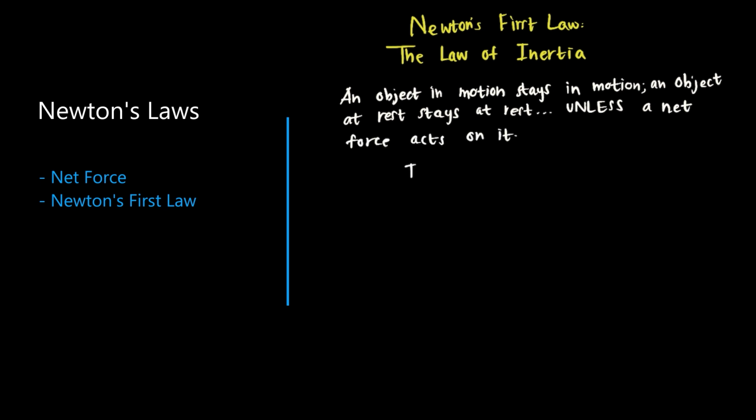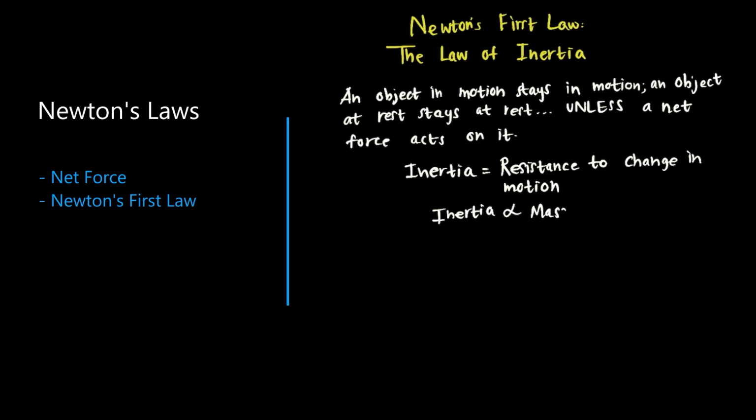This tendency to resist changes in motion is called inertia, and the measure of an object's inertia is its mass. An object with more mass has more inertia. It's harder to start moving a large boulder than a basketball, and it's harder to stop it once it's moving. This is because the boulder has more mass, and therefore more inertia. A full shopping cart is harder to push, stop, or turn than an empty one because it has more mass.